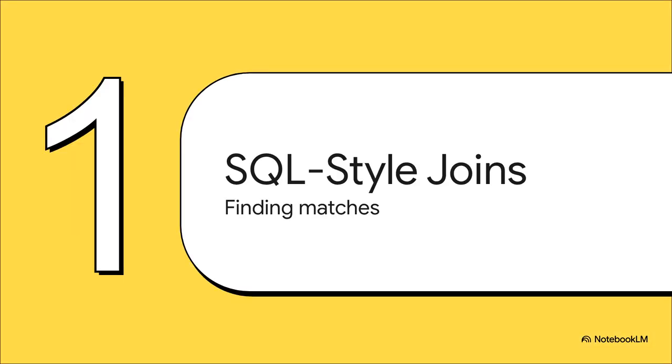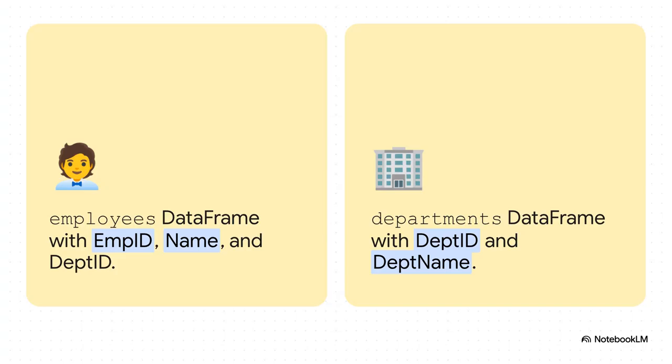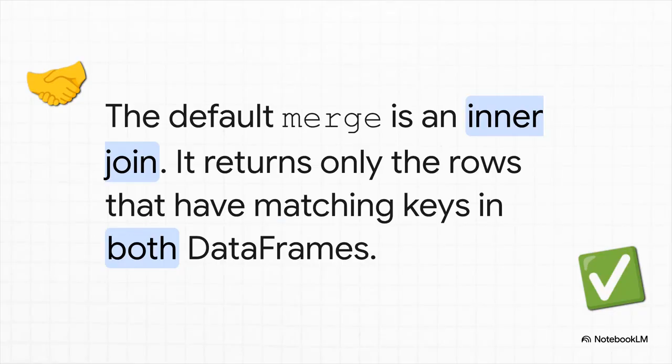Okay, first up, SQL-style joins with merge. This is all about finding matches using a shared key. So, to see how this works, let's use these two simple data frames. On the left, we've got our employees, and on the right, the departments. Now, the crucial part here is that they're both linked by that DEPTID column. That's our magic key.